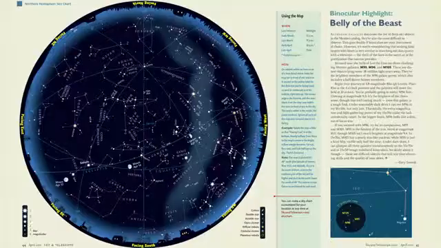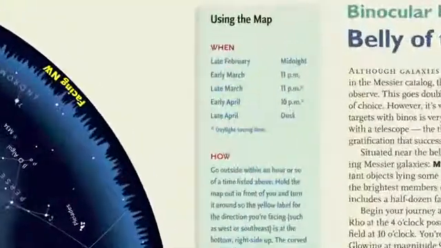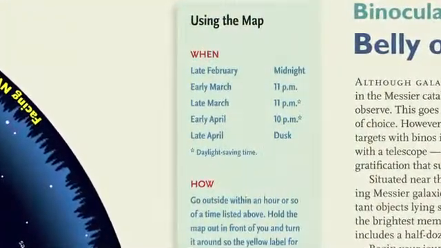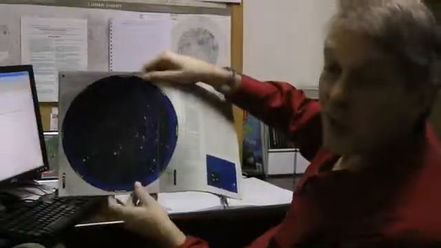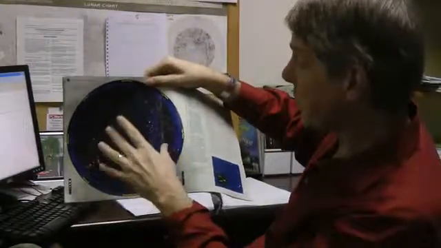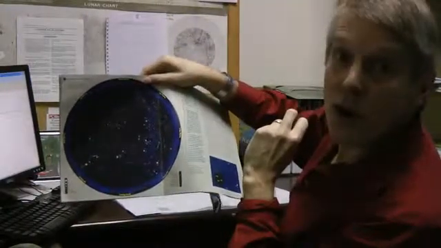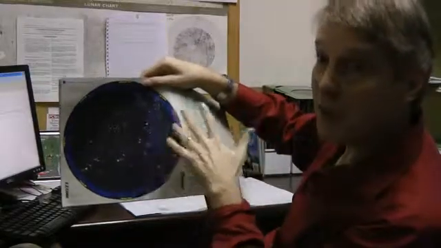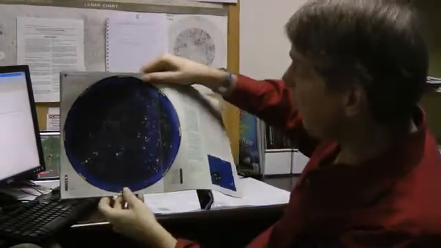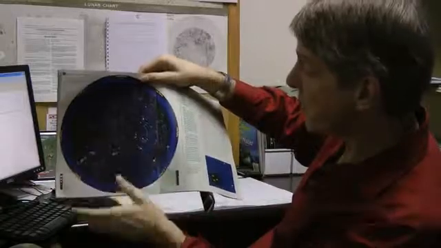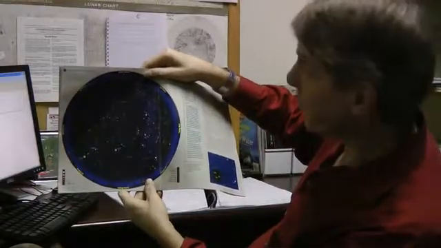Now here's a key thing. You've got to use the map at the right time and date. It says so right here, using the map. The advantage of having a chart like this that is drawn for a particular time and date combination is that the whole sky can be drawn realistically with very little distortion.